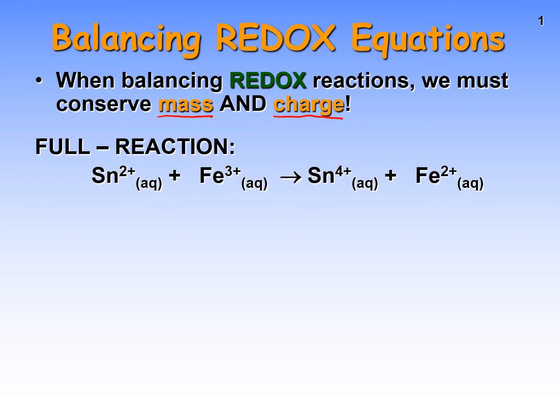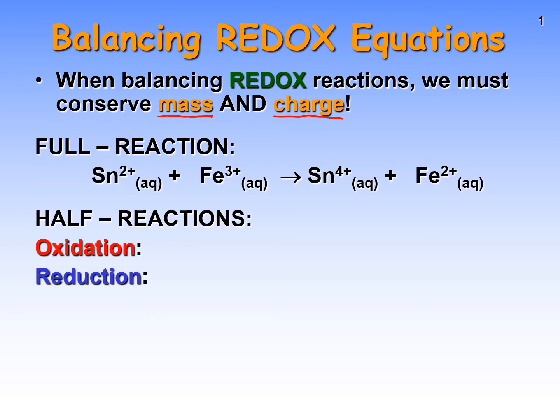The way we balance redox reactions generally, and we're going to go into more specific rules in the next slide, is by splitting the reaction into the half reactions that make it up. The redox reaction can be broken up into an oxidation half reaction and a reduction half reaction. I know that tin is being oxidized because it's going from 2 plus to 4 plus. So I'm going to write out that reaction: Sn2+ aqueous goes to Sn4+, also aqueous.